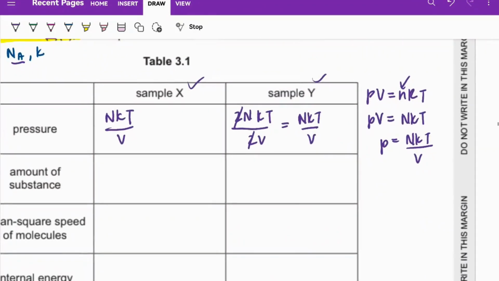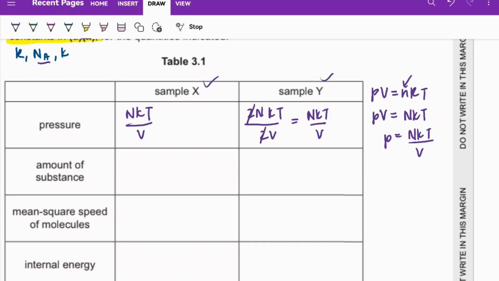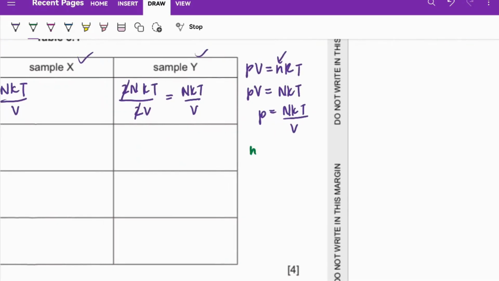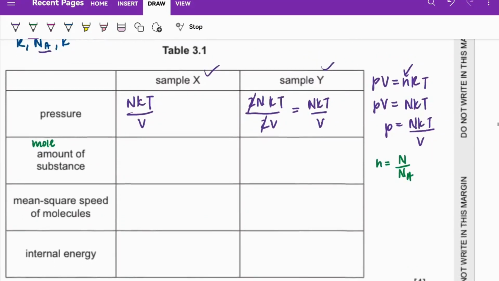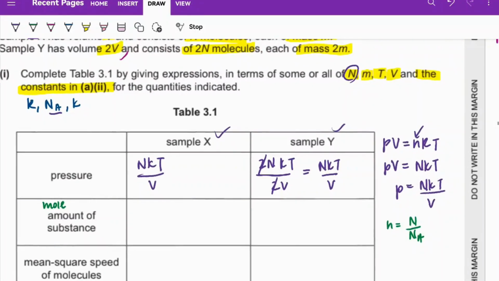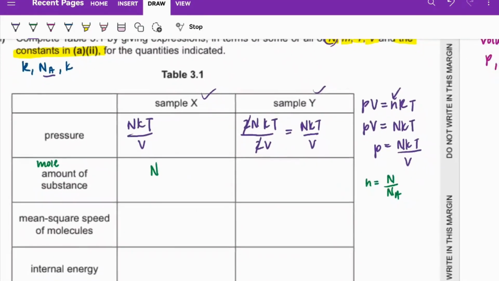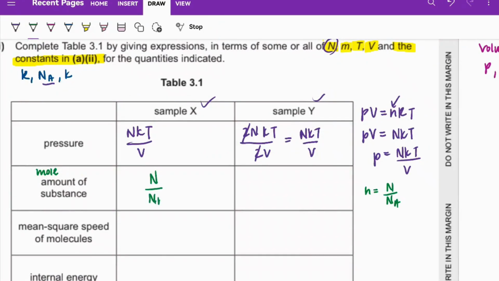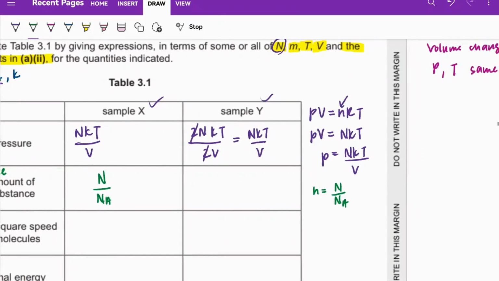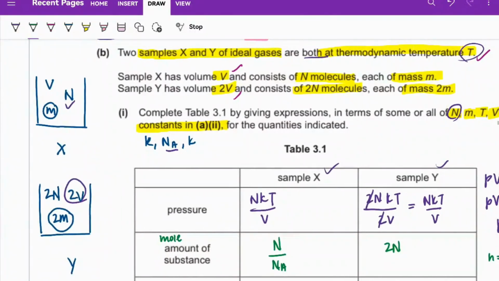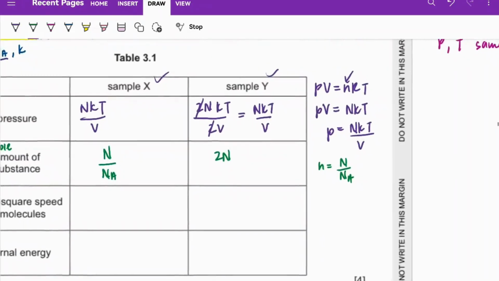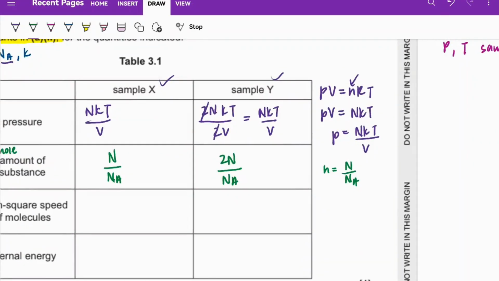Next is amount of substance. Amount of substance basically means mole, in other words. So we know mole is equal to N over Na, right? So for sample X, we have N number of molecules, okay? And your Na is constant. For sample Y, we have 2N, because we have 2N molecules, right? 2N molecules over Na. Yep, easy as that.